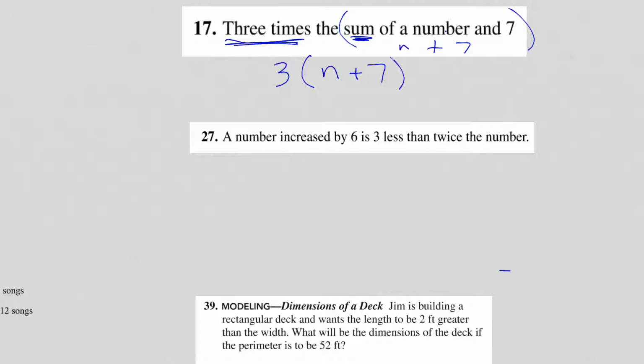Number 27. A number increased by 6 equals 3 less than, remember that's reverse, so we have to write this first and then this second. So twice the number less than minus 3. That one's a little tricky as well. A lot of stuff going on there. So again, a number increased by 6 equals, less than, it's minus, so twice the number, basically minus 3. You have to write this in reverse.